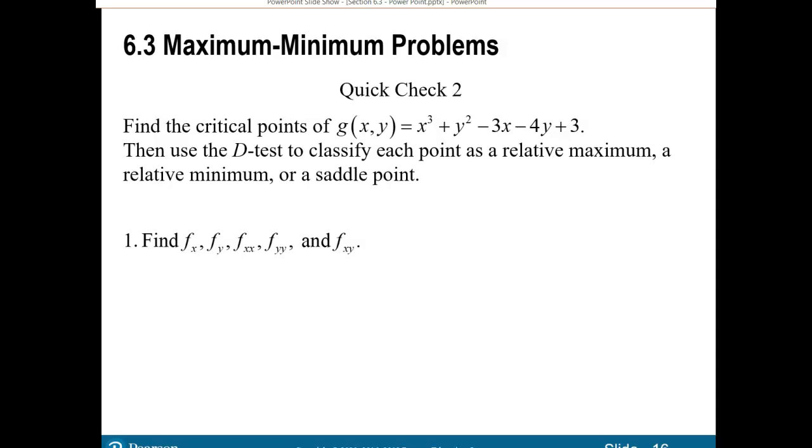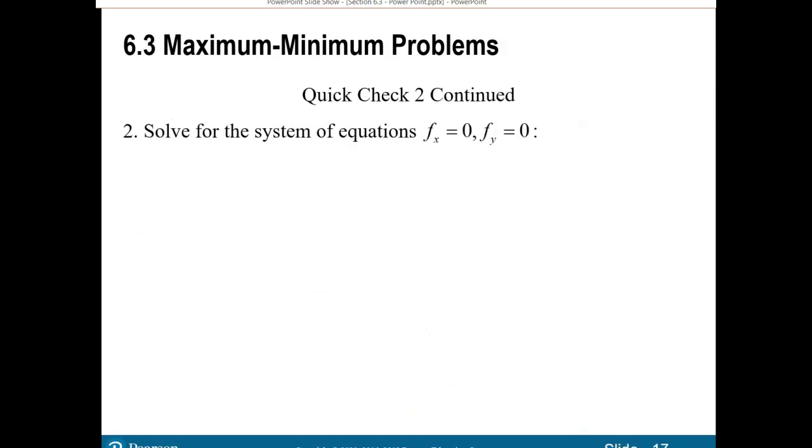All right, so we're going to start by finding our partials. Partial with respect to x, 3x squared minus 3. Partial with respect to y, 2y minus 4. x twice, 6x. y twice, 2. And then your mixed partial, if you go back to here and do y, you get 0. Or if you come back to here and do x, you get 0. Either way. All right, solve your system. First partials set to 0.